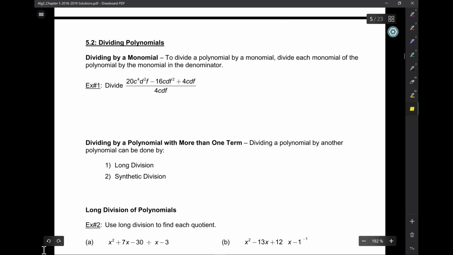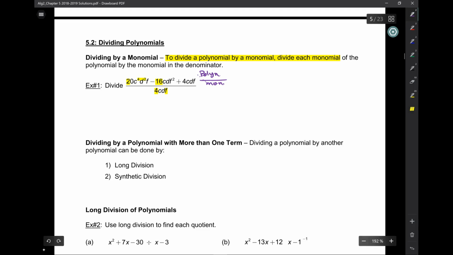So take a look at this one here. On top, you have a polynomial, but in the bottom, you have just a monomial. So here what you have is a polynomial divided by a monomial. To divide a polynomial by a monomial, we just divide each monomial of the polynomial in the numerator by the one in the denominator.